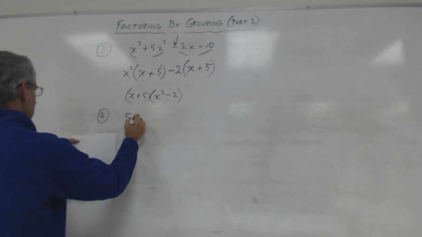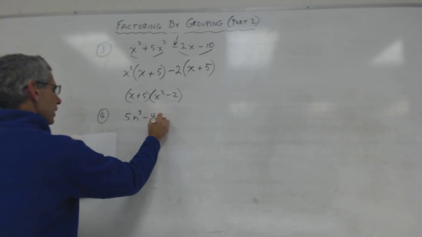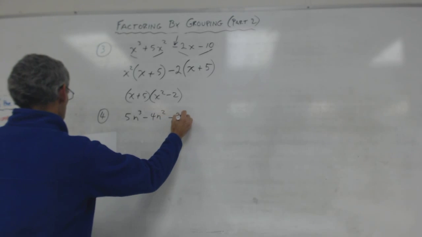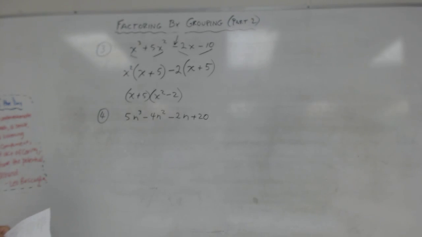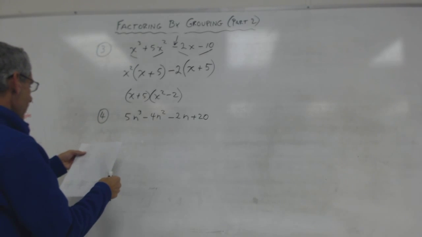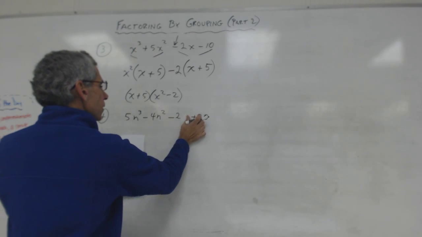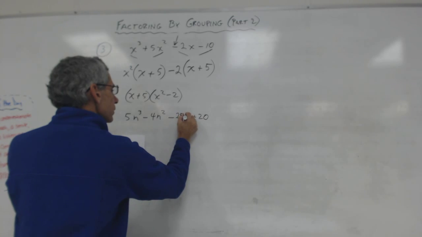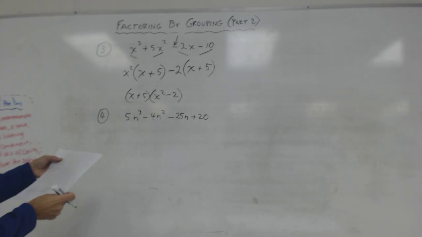5n cubed minus 4n squared minus 25n plus 20. Wait, did I just write that wrong? What did I just do? Where am I? Oh yeah, I did this one. Oh, sorry. Oh yeah, minus 25, thank you. Minus 25n plus 20.